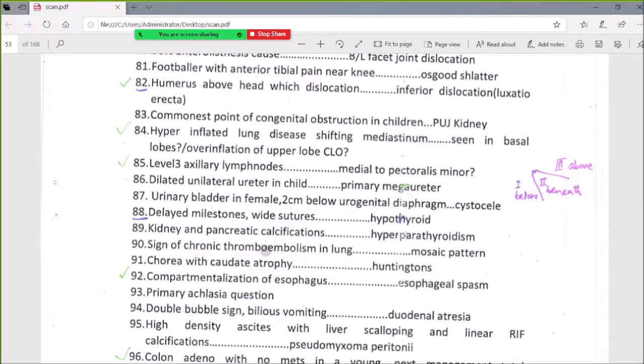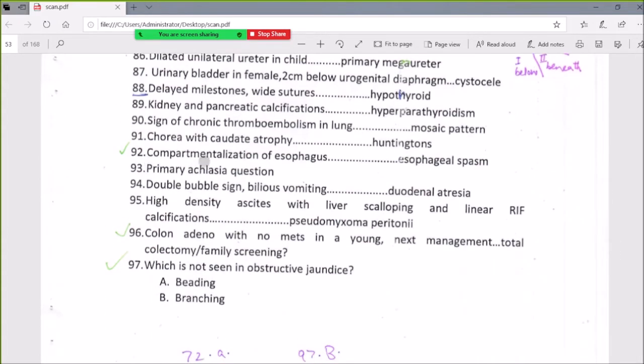90. Sign of chronic thromboembolism in lung is mosaic pattern. 91. Chorea with caudate atrophy is seen in Huntington disease. 92. Compartmentalization of esophagus seen in esophageal spasm. 93. Primary laser question. Okay. 94. Double bubble sign, with vomiting, seen in duodenal atresia.